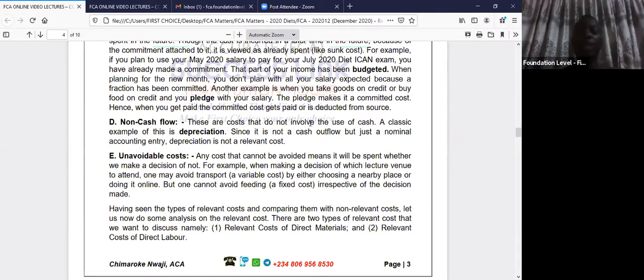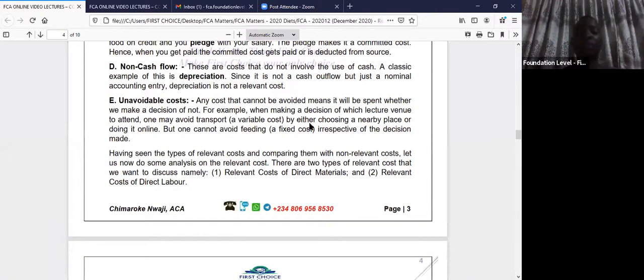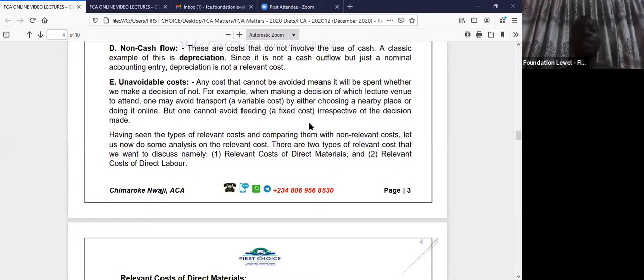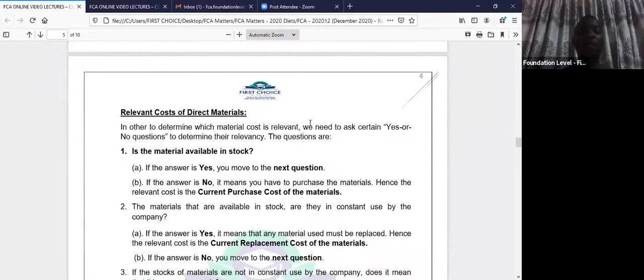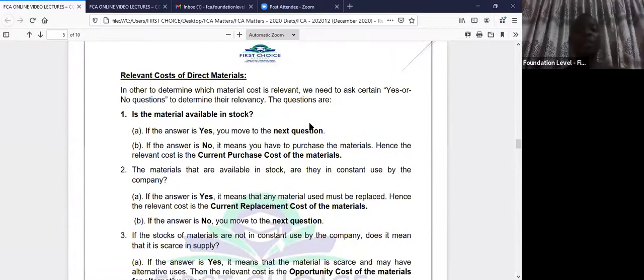Now that we've looked at relevant costs and we've compared them with non-relevant costs, we are going to look at how we can analyze relevant costs. We're going to be looking at how we can identify relevant cost of materials, direct materials, so to speak, and relevant cost of labor. Now let's look at it briefly. Relevant cost of material.